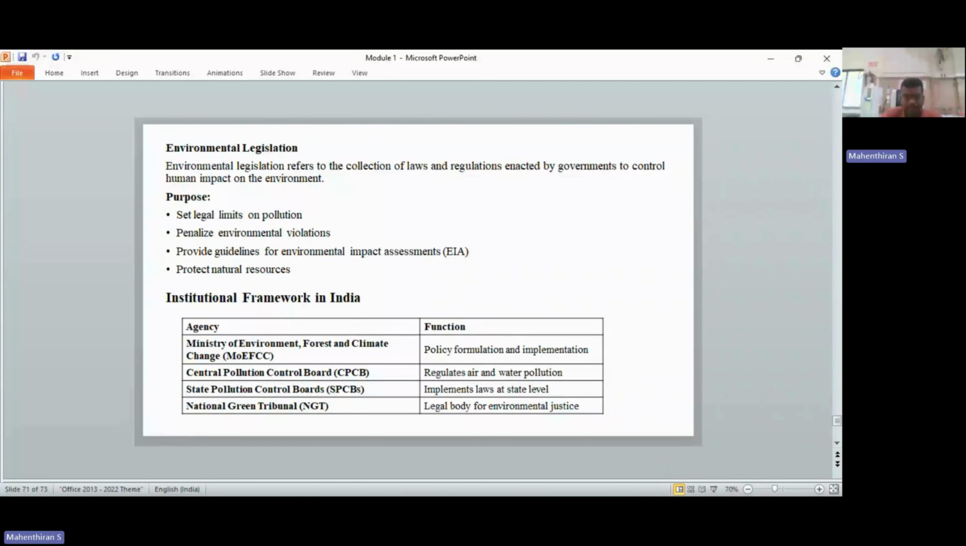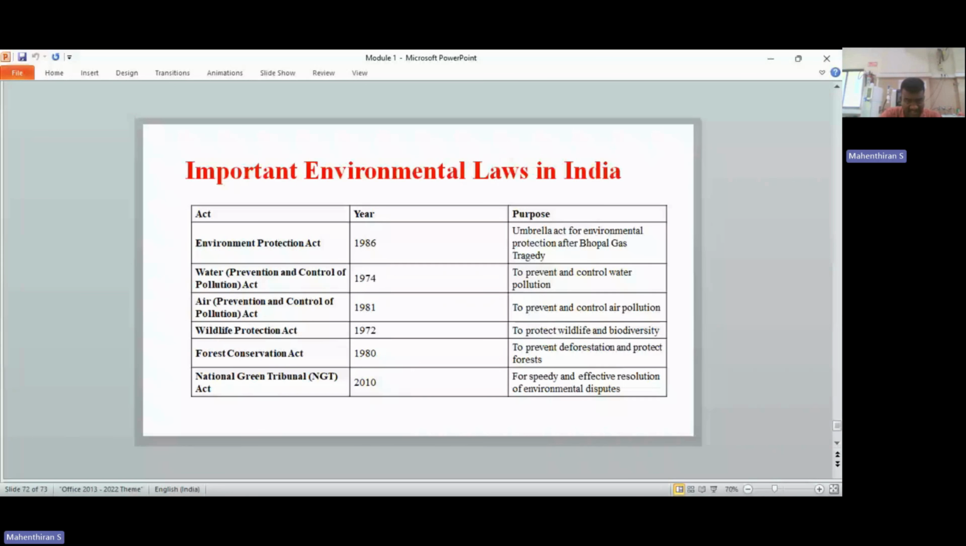These are all the important environmental laws in India: the Environmental Protection Act, the Water Protection Act, which was formed in 1974, and the Air Act, the Wildlife Protection Act, which is from 1972, and the Forest Conservation Act, which was passed in 1980. The National Green Tribunal was formed in 2010.